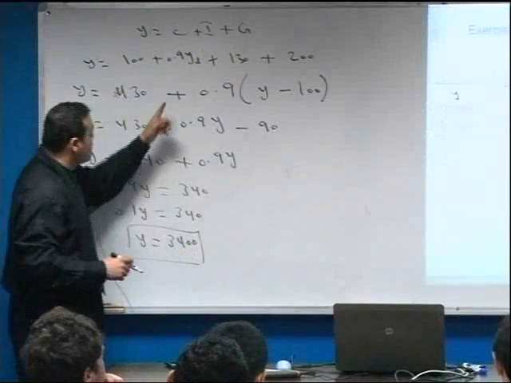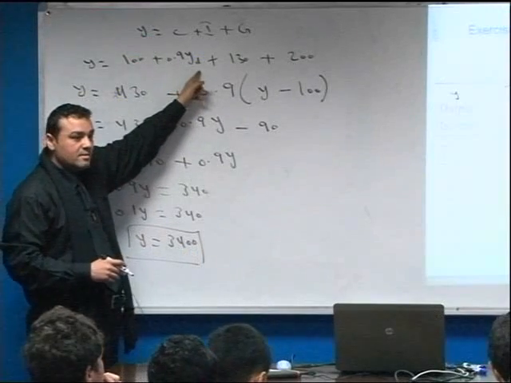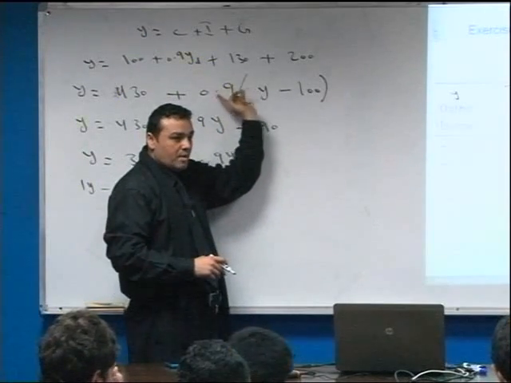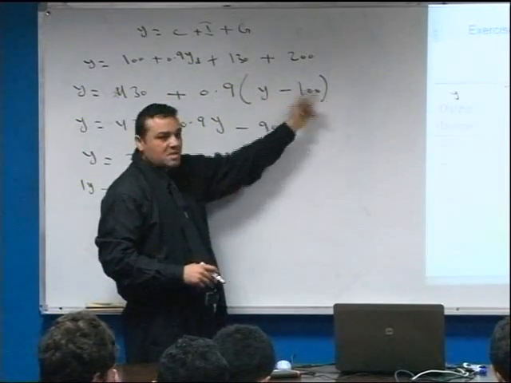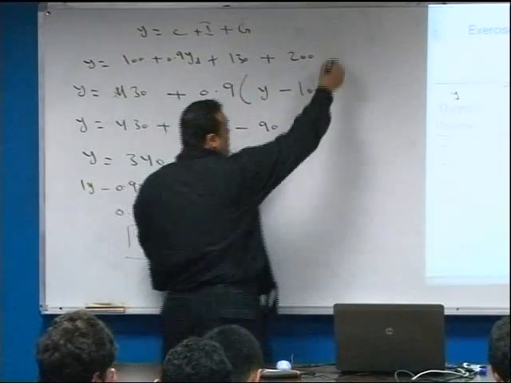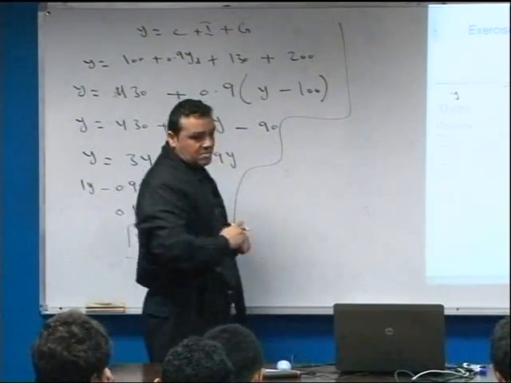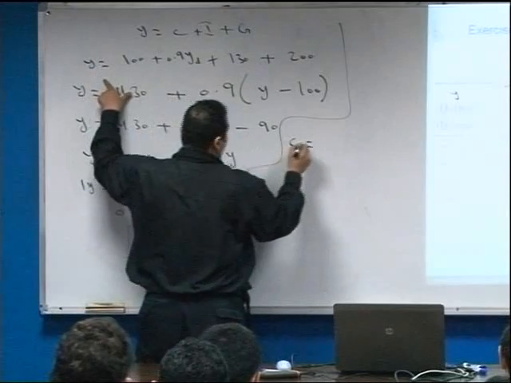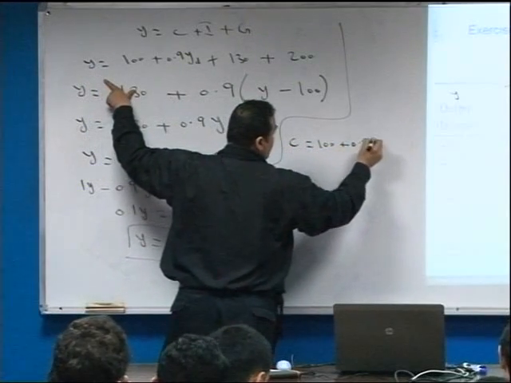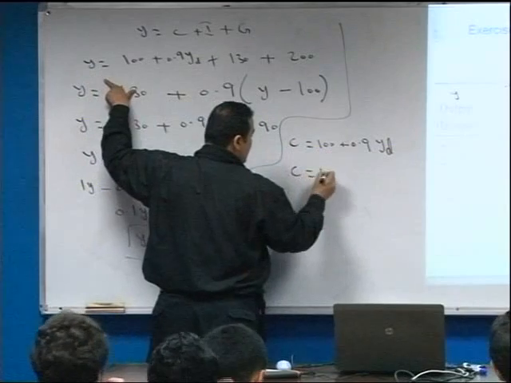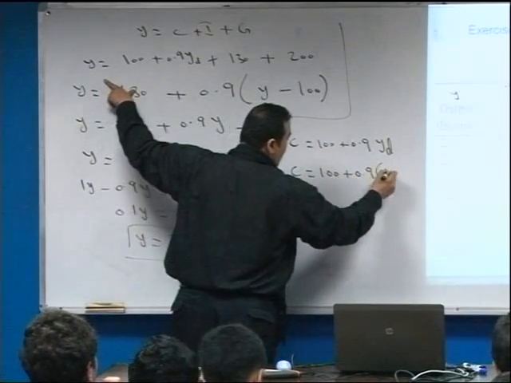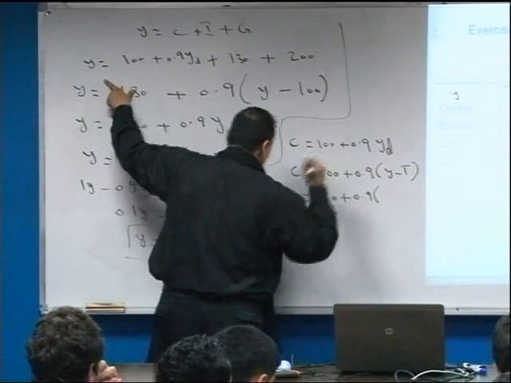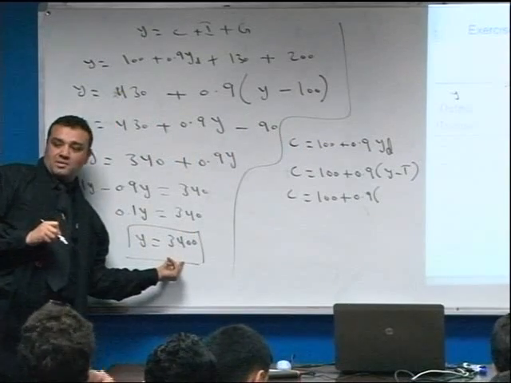YD? Which one? YD equals Y minus T. Right? So here substitution. YD equals Y minus T. Right? Calculate the consumption in this case. Direct substitution. C equals 100 plus 0.9 YD. So C equals 100 plus 0.9 times Y minus T. Or C equals 100 plus 0.9 times Y, 3,400, right?